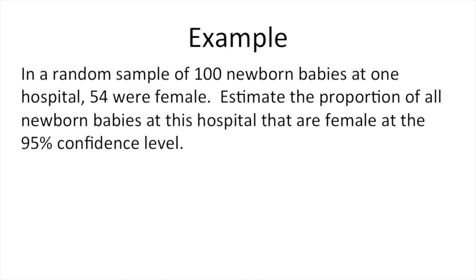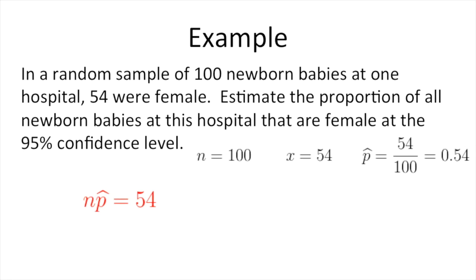In a random sample of 100 newborn babies at one hospital, 54 were female. Estimate the proportion of all newborn babies at this hospital that are female at the 95% confidence level. We're given n equals 100, x equals 54, so p hat equals 54 over 100, which is 0.54. n times p hat equals 54, n times 1 minus p hat equals 46. Both of these values are at least 10, so we can use the normal approximation method in this scenario.